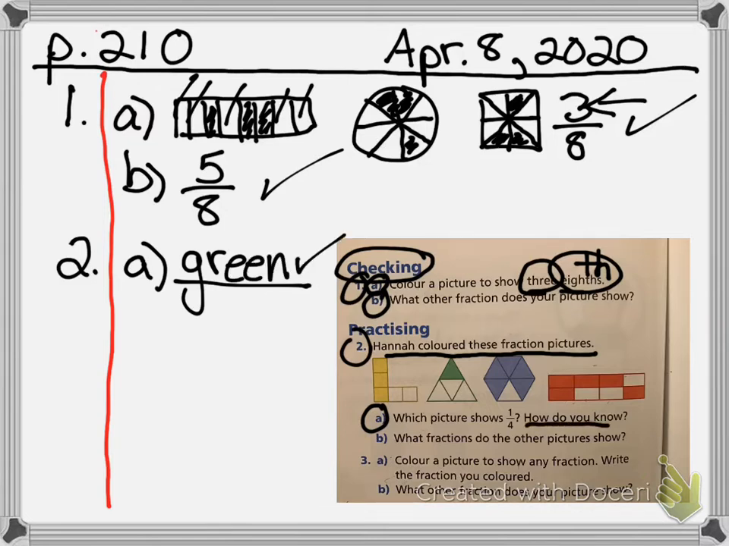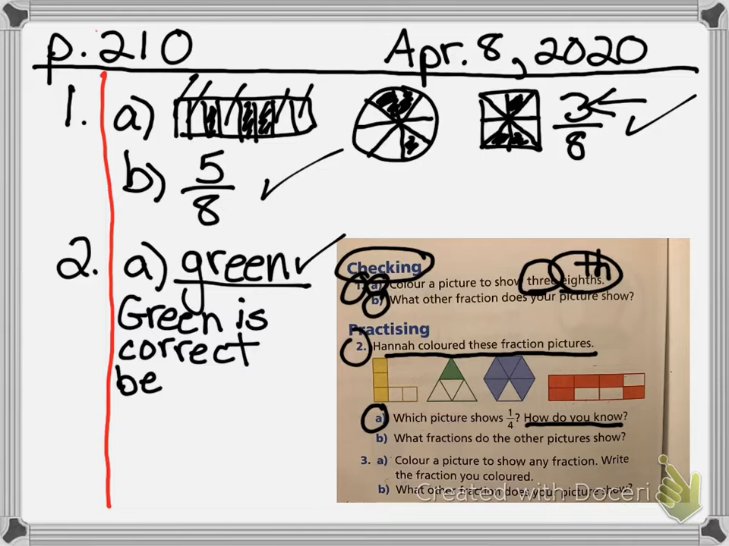Now, the next question says, how do you know? So again, I want you to think about a sentence you could write underneath that would prove that green is the right answer. So you could say, green is the right answer because, so let's just write that together. Green is correct because, and I want you to make sure you spell because properly.